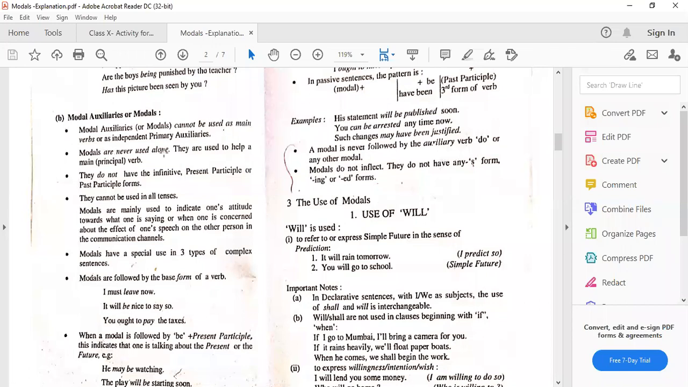Modals are never used alone. Second thing, modals cannot be used alone. जैसे हमारे पास वहाँ main verb आ जाता है, helping verb को हम main verb ले रहे हैं is, am, are को, तो they can be used alone.